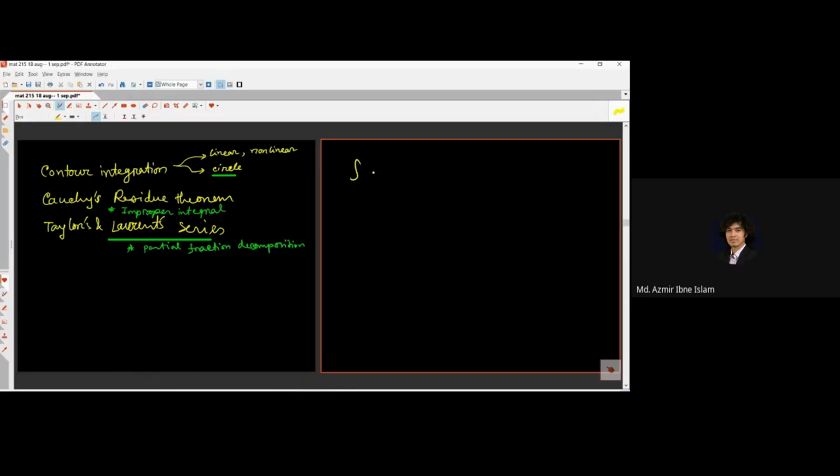So let's start. A contour integration may be in different forms. Integration of f of z dz and a path is mentioned. It may be in this form, f of z dz from z1 to z2, where z1 is a complex number and z2 is another complex number. It may be in another form, from x1 y1 to x2 y2 of f of z dz.